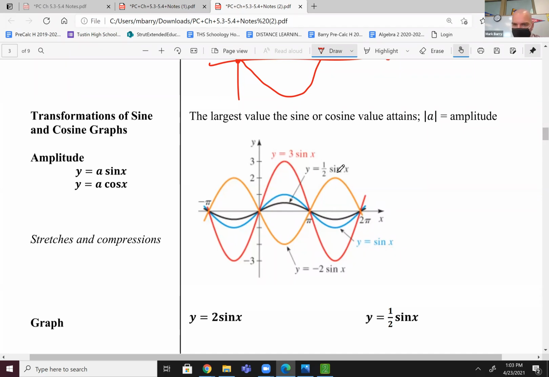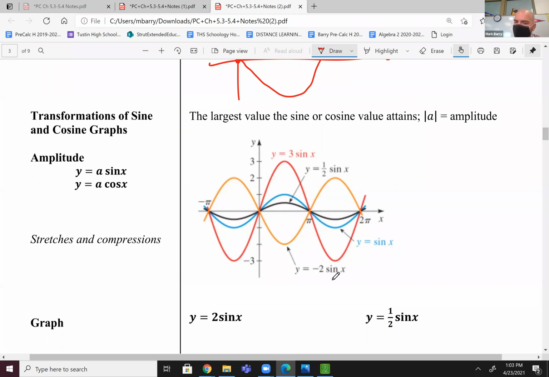Then the black graph here, you can see is y equals 1/2 sine of x. So that one still starts at the midpoint, but instead of going up to 1, it only goes up to 1/2 and then only goes down to -1/2. So it goes just as far down as it goes up, correct? Except it's in the negative direction.